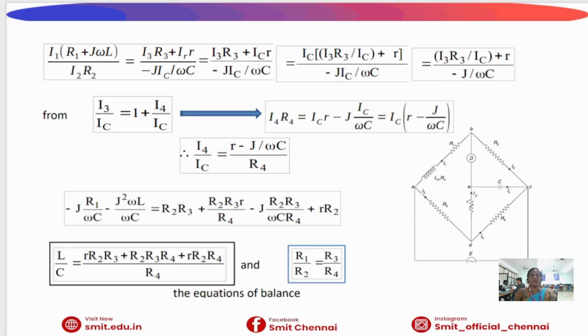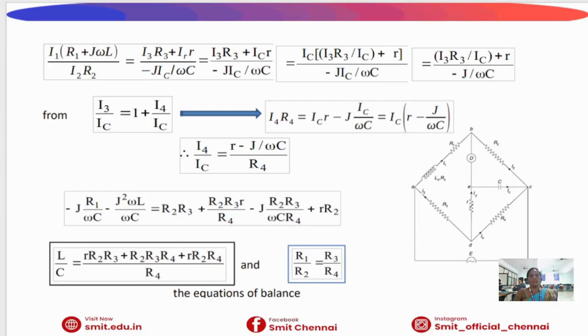From Kirchhoff's junction current law, I3 equals I4 plus IC. Dividing by the capacitor current gives I3 by IC equals 1 plus I4 by IC. This helps to substitute unknown currents in the equation.